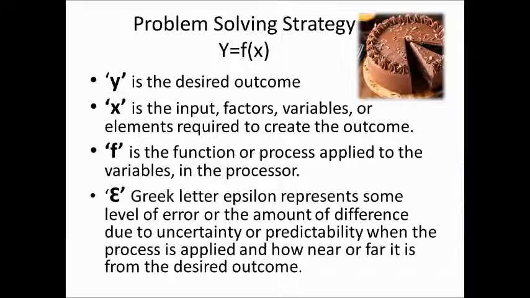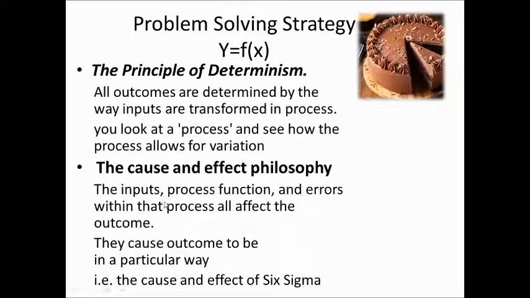So this is the problem solving strategy: the outcome equals the function of the ingredients plus epsilon. This gives us the principle of determinism. The principle of determinism states that all outcomes are determined by the way inputs are transformed in the process. So we look at the process and see how the process allows this variation.